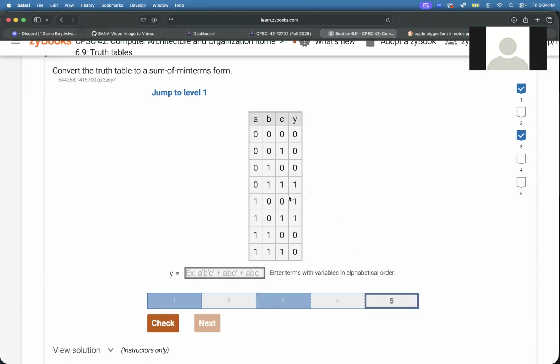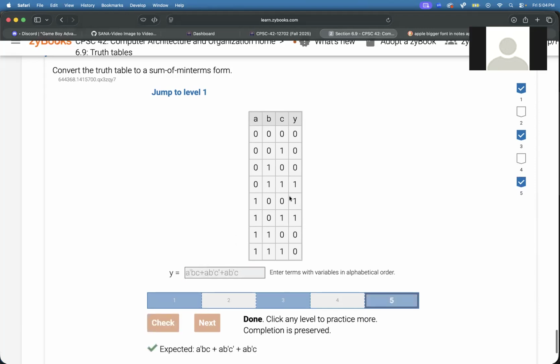Let's jump to the fifth. This has 1, 2, 3 terms. So we have 3 terms here. The top one corresponds to 0, 1, 1, which is not A, B, C. The next one is 100, which is A, not B, not C. And then the third one is 101, which is A, not B, C. Cool.